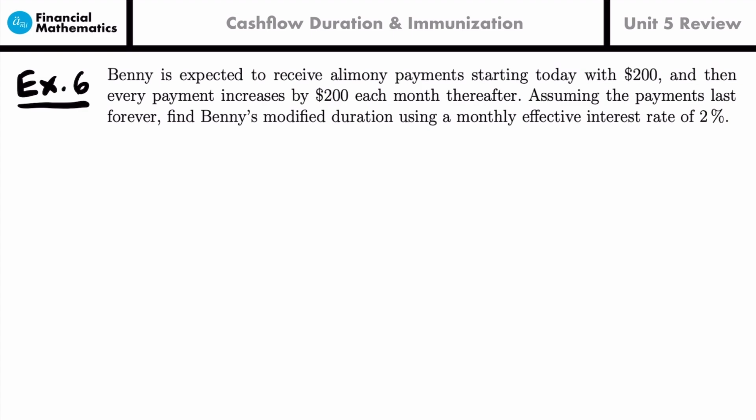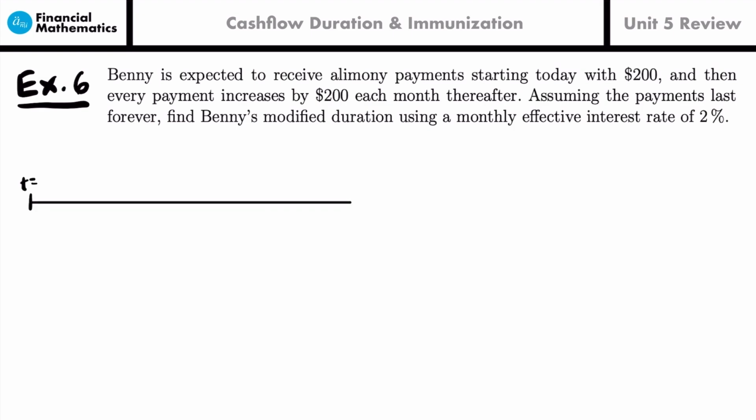Notice that in this problem, we are going to be calculating a modified duration. And my preferred way of going about that is to first calculate a Macaulay duration and then just convert it to a modified duration by multiplying by a present value factor. So that's what I'm going to try to do here. And to help me out with that, I'm going to draw a timeline. It will look something like this.